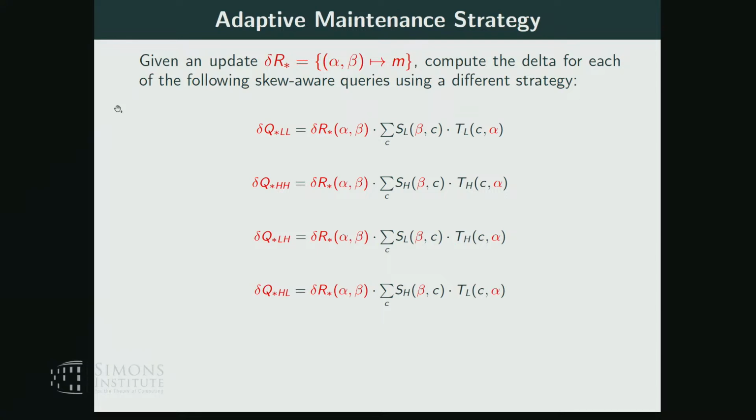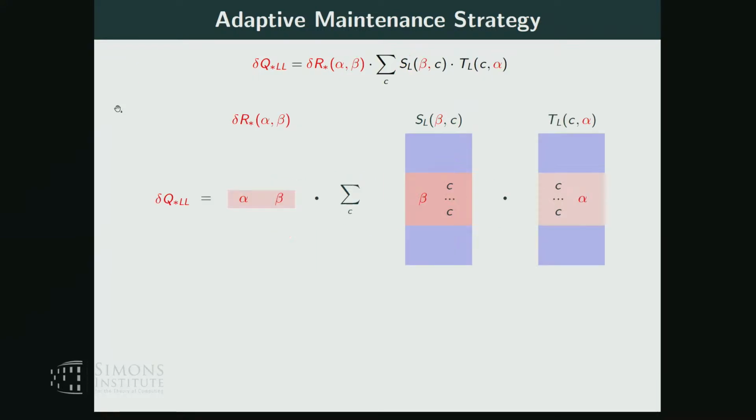So these are the deltas now. We want to compute the delta of this first query that is light on B and light on C, and then we have this single tuple update, where now in S and T we look at the part where the B value is beta, and here the A value is alpha, and so on and so forth for the others. And I think it is didactically interesting to see how this behaves.